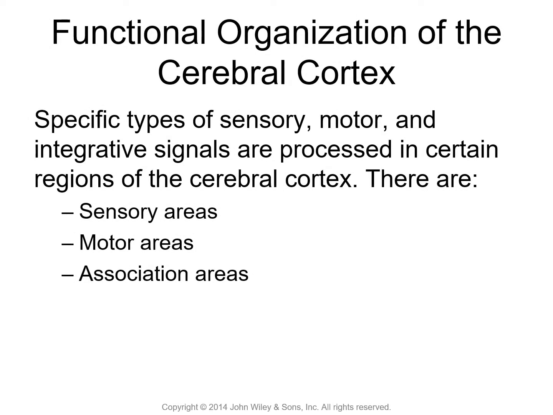All right, let's look briefly at the functional organization of the cerebral cortex. There are going to be specific types of sensory, motor, and integrative signals that are processed in certain regions of the cerebral cortex. There are going to be sensory areas, motor areas, and then association areas.